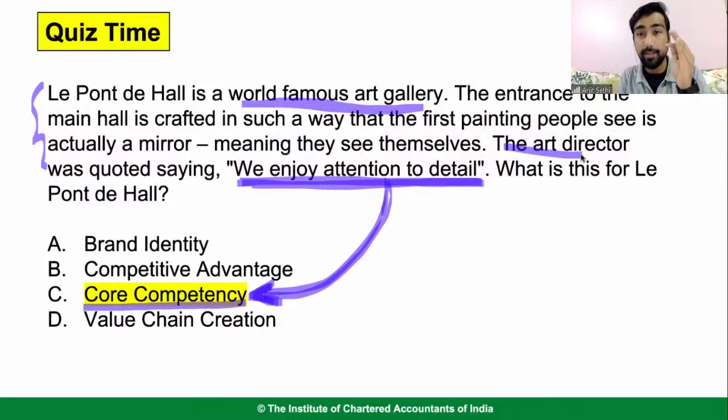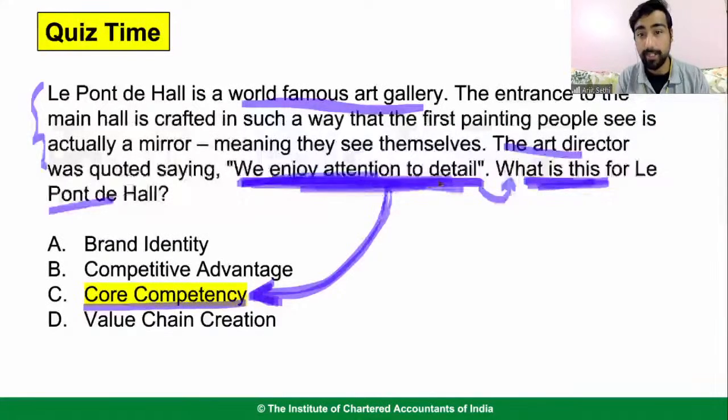The attention to detail is the core competence. Look at the question. We enjoy attention to detail. The question is, what is this for Le Pont de Hall? What is attention to detail? We enjoy attention to detail. This is the core competency of the art gallery.